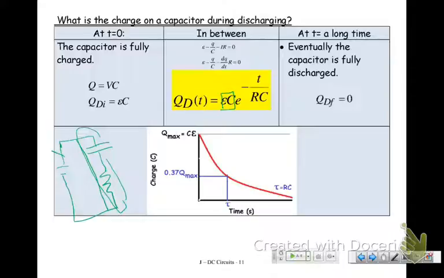Yes? This is kind of tangential, but in the differential equation up there, that epsilon, that's a constant. Epsilon is the EMF, which is a constant. Okay. Cool. How many people have done differential equations?